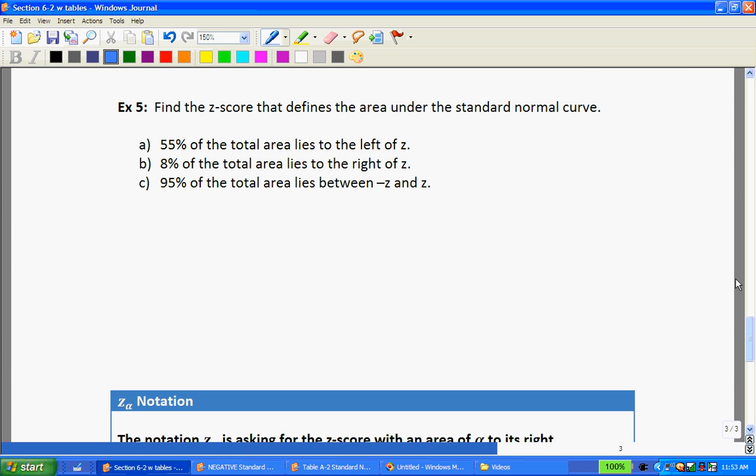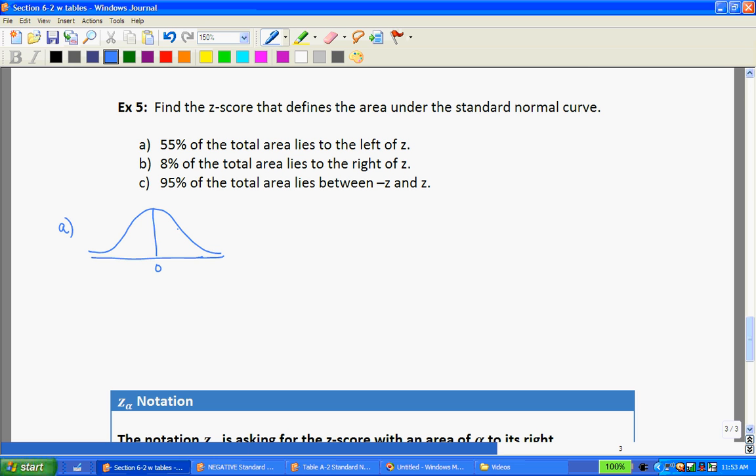Essentially, with this type of situation, we're going to be working backwards. Example 5. Find the z-score that defines the area under the standard normal curve. So again, just like we did before, we're going to start off by drawing a picture, and then I'll show you how to find these values. So for A, we know that 55% of the total area lies to the left of z. So z is what we don't know this time, but we do know the area. So I'll start with my picture.